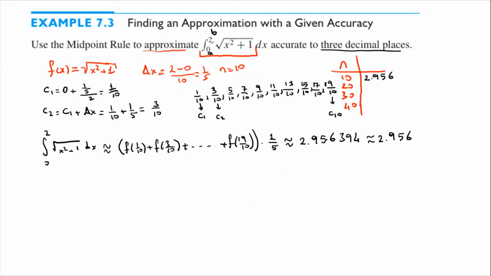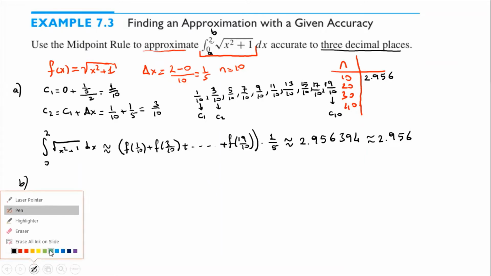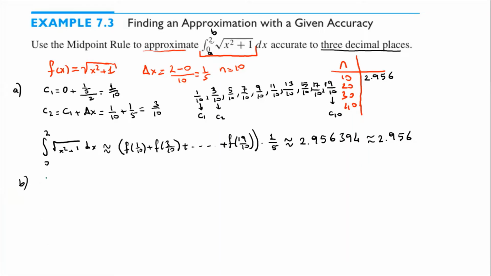Any questions for the first part? No. If you're going to do this for 20 rectangles, if n is 20, let's say this is part A. What are we going to do if n is 20? We're going to find a new delta x, right? It's going to be 2 minus 0 over 20, which is 1 over 10. And don't forget, we state here n is 20.